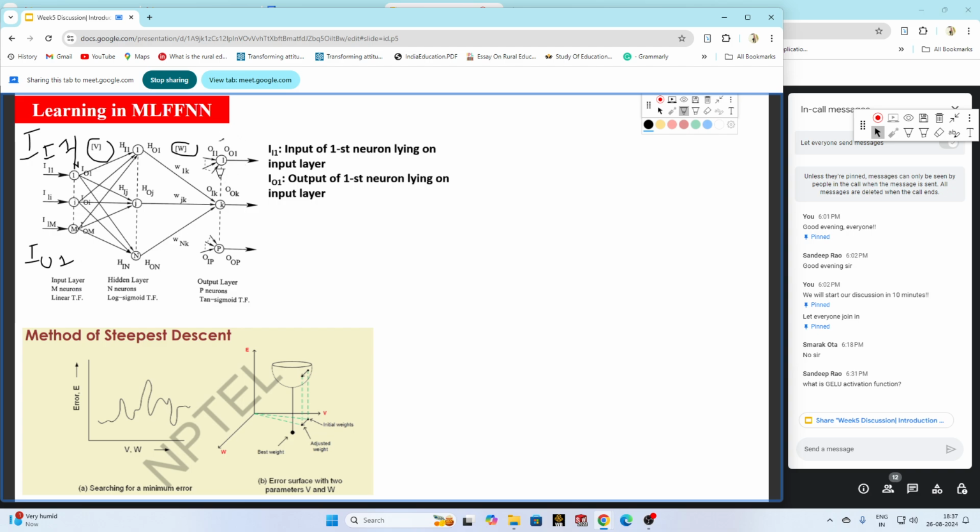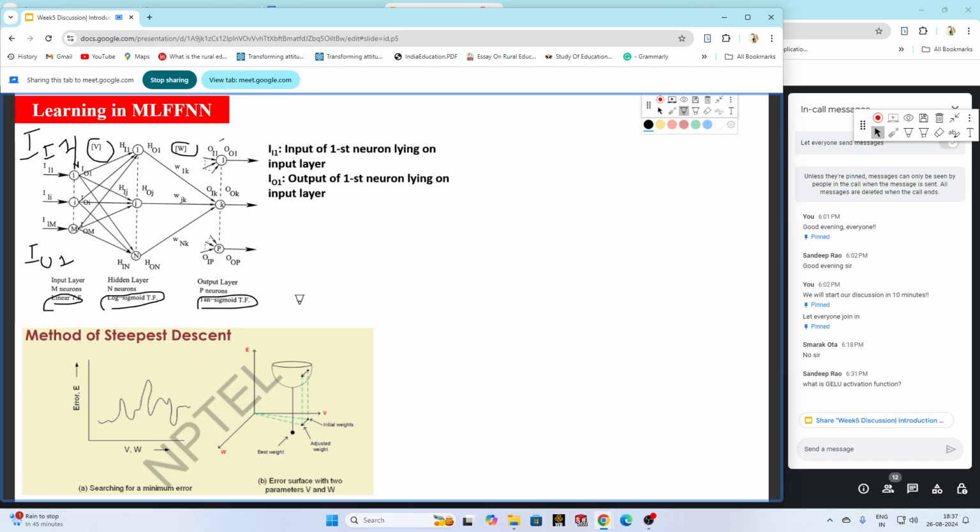After that, your information reaches the output. The output will also have two sides: the input side of the output and the output side of the output. So OI1, OO1. This is the entire thing. This is the input layer consisting of m neurons, and we are giving it a linear transformation function. In the hidden layer we have n neurons, with a log sigmoid transformation function. This is just an example. In the output layer we have p neurons, with a tan sigmoid transformation function.